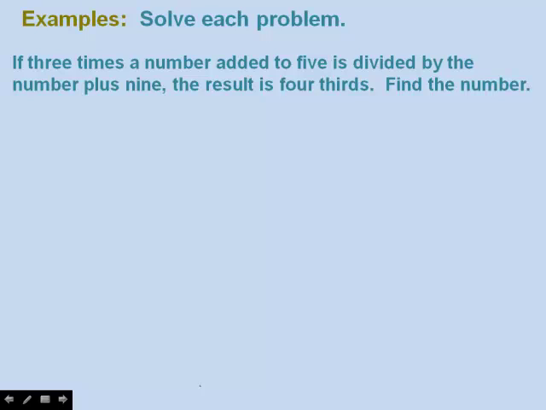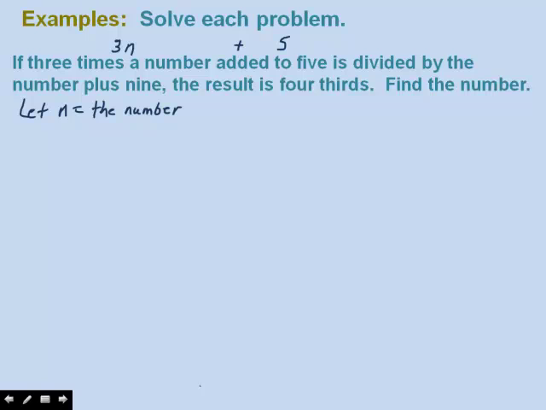So let's start by assigning a variable for our number. Let n equal the number. And then we're going to translate this sentence into an equation. So first of all, if we have 3 times a number, that would just be the same as 3 times n, or 3n, since n is our number. Then we're adding that to 5, so that would give us a plus 5.